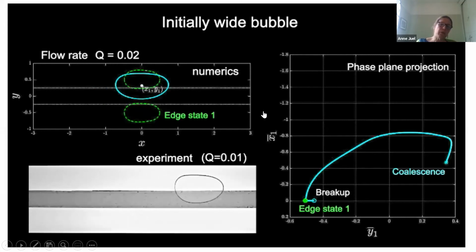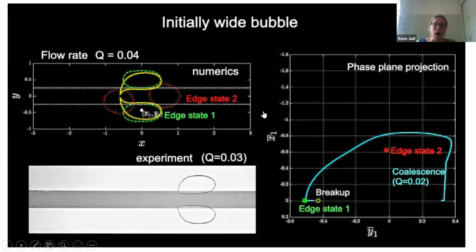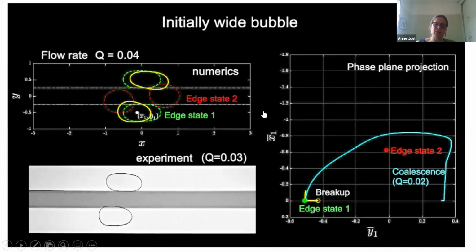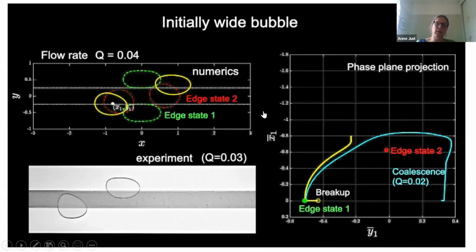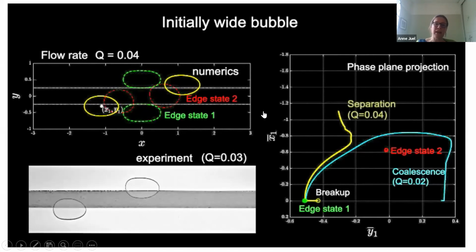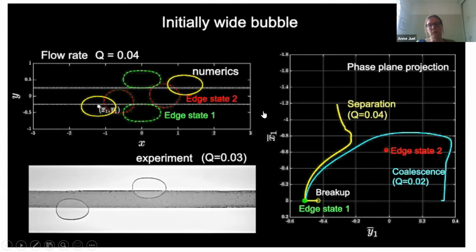And you can see that what it does in the experiment is pretty much the same as what it does in the numerics. Now you move to a higher flow rate, but you no longer have only one edge state, you have two edge states. So it sits on edge state 1, but actually it's prevented by edge state 2 from coalescing. And essentially you end up with separation instead.